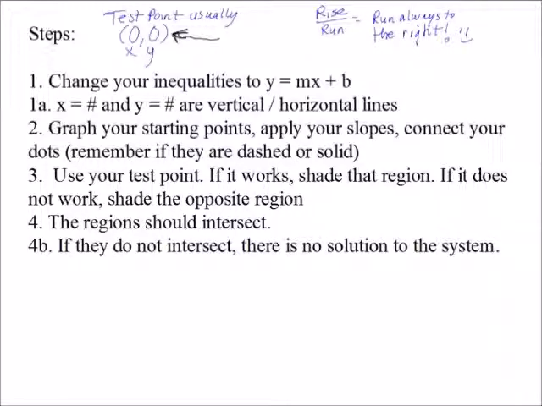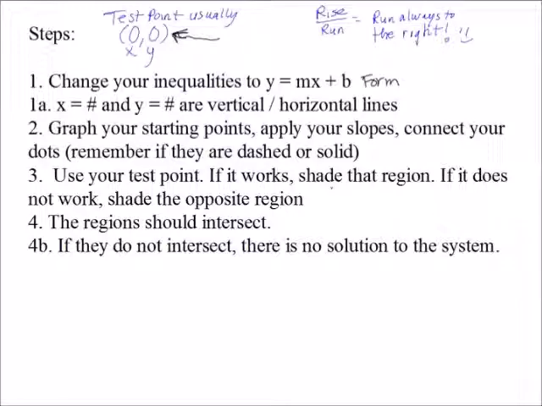Rise over run, people. Run always goes to the right. So change your inequalities to y equals mx plus b form. The only time that doesn't happen is if you have vertical or horizontal lines. Graph your starting point, so graph your B, apply your slope, so go rise, run, and then connect the dots. And remember, if they're dashed or solid, use your test point.